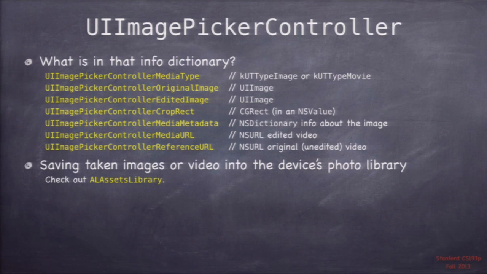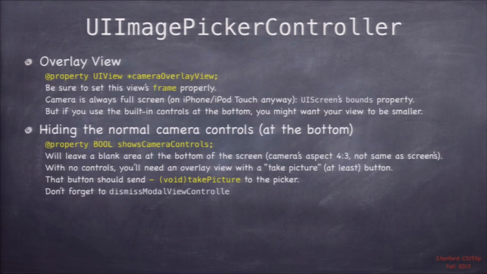If you get these images and you want to save them, like in the user's photo library, that API is the ALAssetsLibrary. Not going to cover that, but that's where the API is if you want to save some picture they've taken into their photo library. Like in Photomania, we're not going to do that. We're actually going to save it into our own database, and we're going to save the image into our documents directory, but we could put things in the photo library as well.